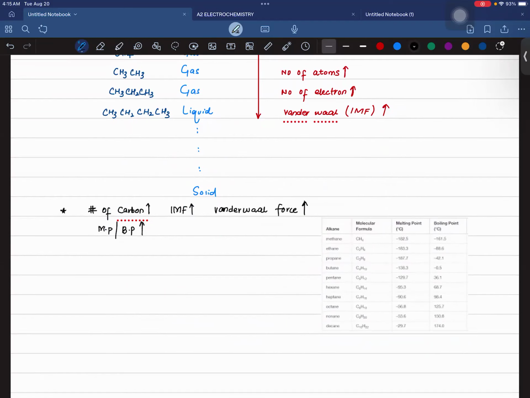Same goes with the density as well. The density is again directly proportional to the number of atoms, meaning the density is directly proportional to intermolecular force, like the van der Waals force.